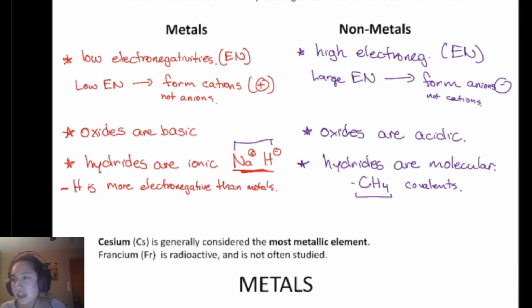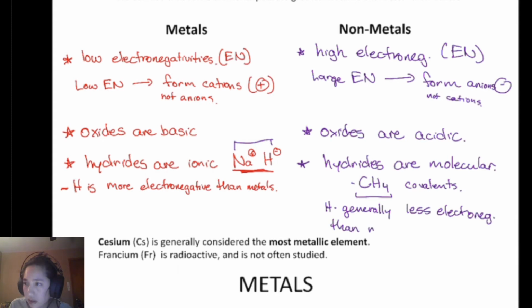And the reasoning here is that hydrogen is generally less electronegative than nonmetals, or their electronegativities are the same. So there's not a driving force for an electron transfer to happen. So instead, atoms are more likely to share those valence electrons with one another to produce covalent bonding.